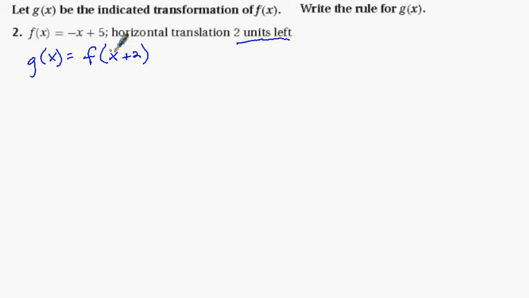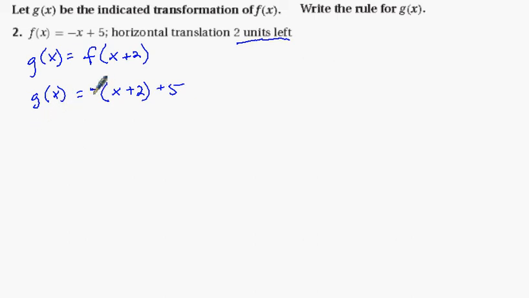So what this means is wherever we see an x in the original expression, we're going to put x plus 2 in its spot. So we're doing a substitution. So g of x, the new function, is equal to negative, so we bring that negative down. And instead of x, we go x plus 2. And then we continue with the original function, plus 5.